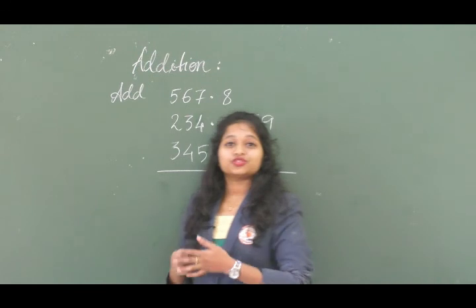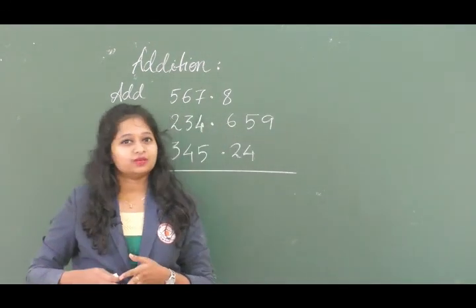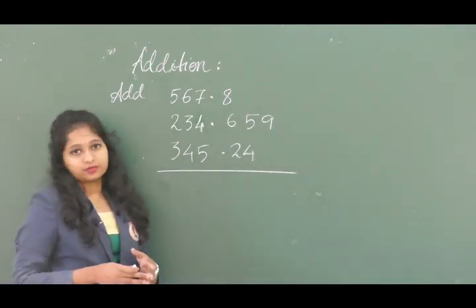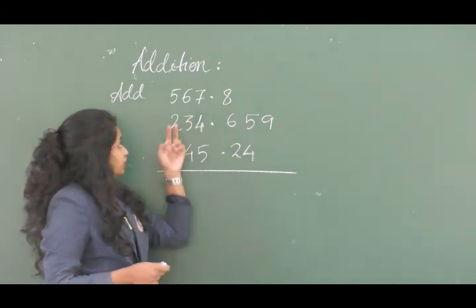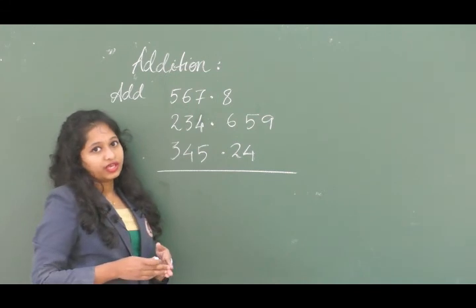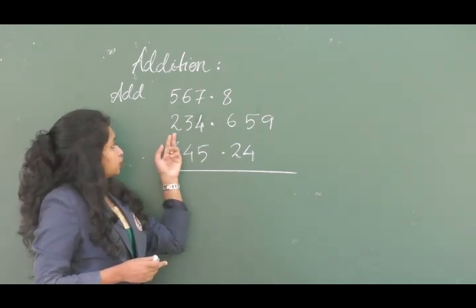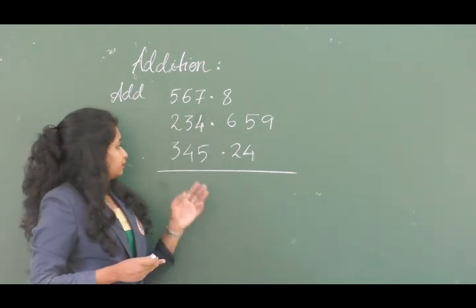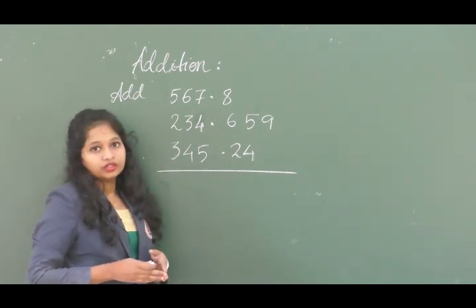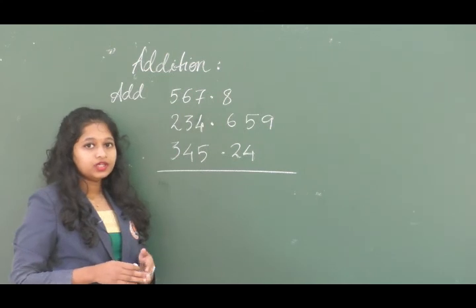Let's see how to add and subtract decimal numbers. First, let's move on to addition. Here I have 567.8 plus 234.659 plus 345.24. How to add?